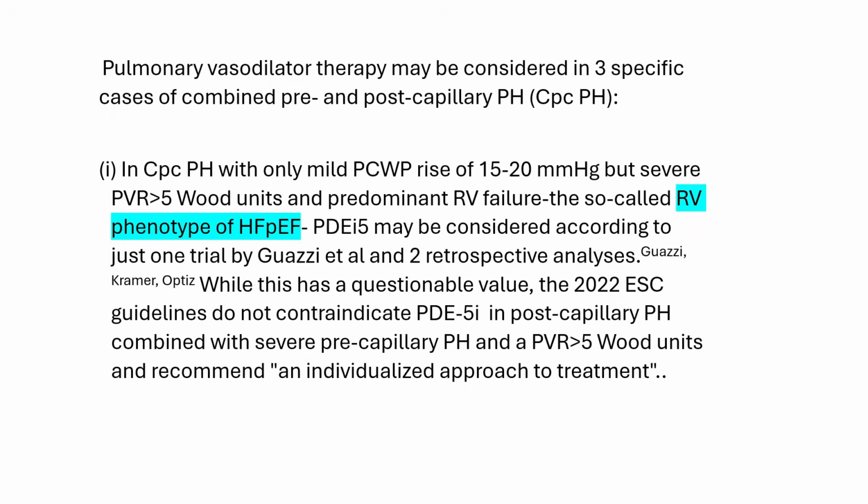So those are the three scenarios where I think pulmonary vasodilator therapy may be considered in combined pre and postcapillary PH in compliance with ESC guidelines. One, combined pre-postcapillary PH with only mild wedge pressure rise of 15 but severe PVR more than 5 and predominant RV failure, the so-called RV phenotype of HFpEF.